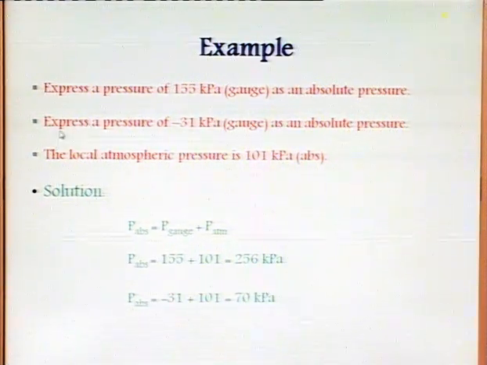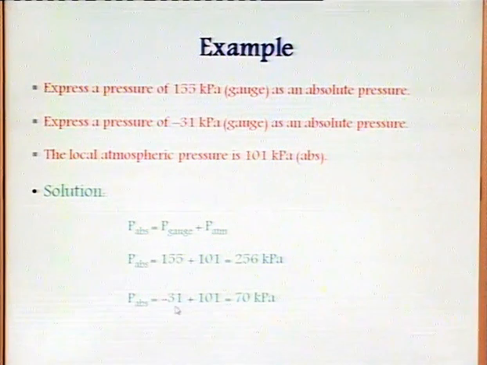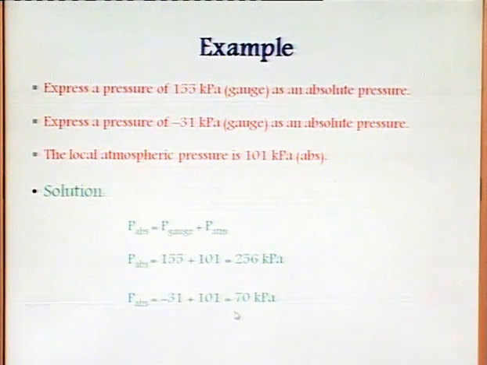And for the second part, the absolute pressure is gauge pressure plus atmospheric pressure. Gauge pressure is minus 31 and atmospheric pressure is 101. So, absolute pressure is minus 31 plus 101, which is 70 kilopascal.